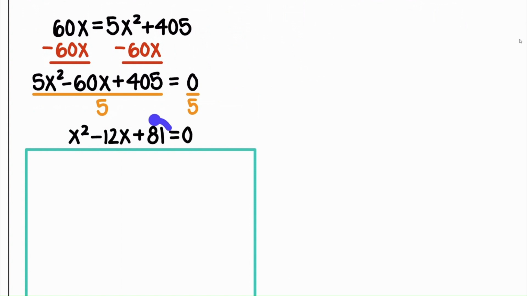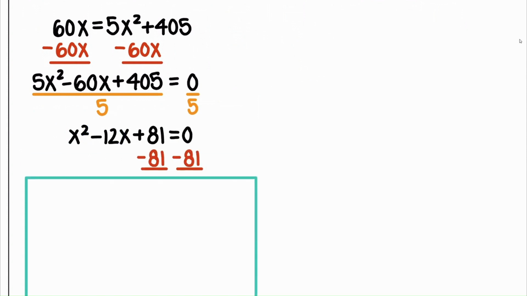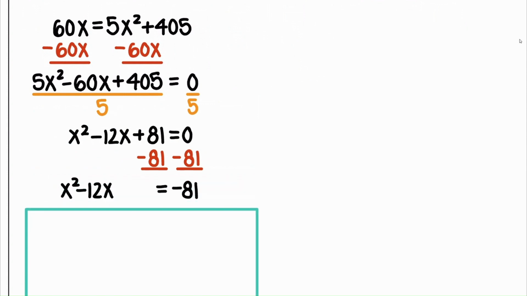In this case, it's not going to be possible for us to find factors of 81 that add up to negative 12. So I personally would go about it not with the quadratic formula, but with completing the square, because a is already 1, and the value of b is an even value. So that's going to be nice to complete the square with. So let's do that by subtracting 81 on both sides, thus giving us x squared minus 12x, and then we leave a blank, equals negative 81.